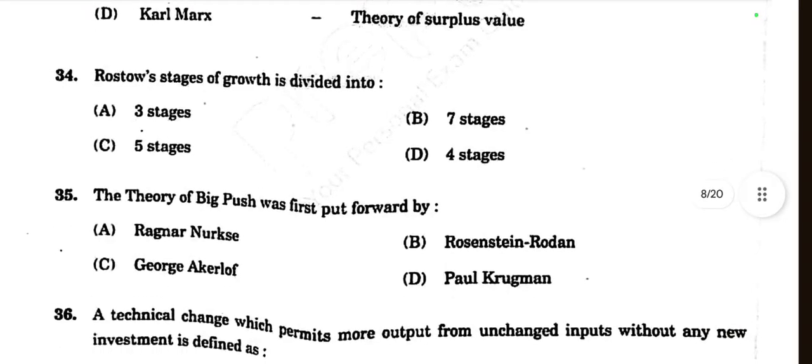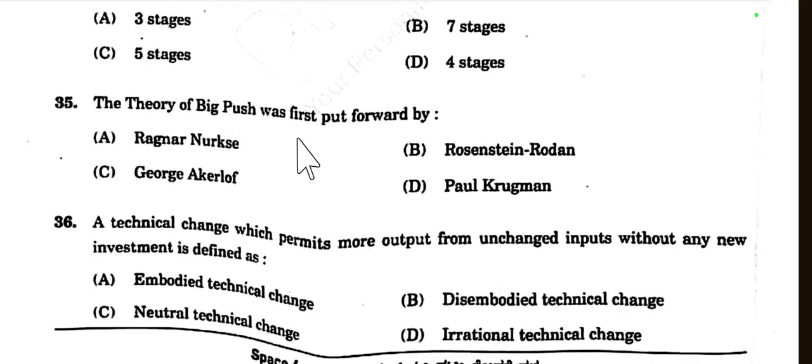Then question number 34: Rostow's stages of growth are divided into a total of 5 stages. Traditional society, precondition to take off, drive to maturity, age of high mass consumption. So these are the different stages of Rostow's. Total stages is 5. So option C is the right choice. Then question number 35: the theory of big push was first put forward by Rosenstein-Rodan. So option B is the right choice. These are direct questions.